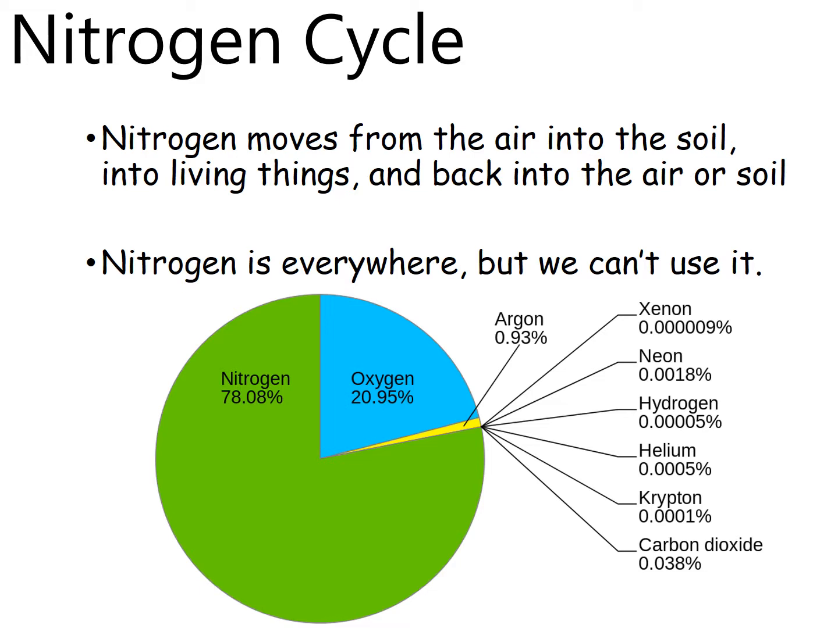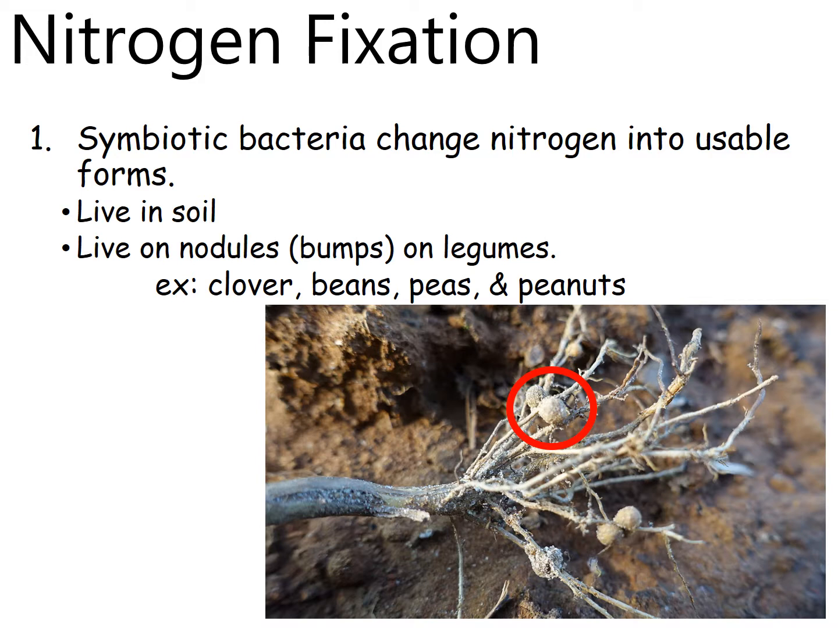78% of our atmosphere is made of nitrogen, and we can't use any of it. It's in a molecular structure that doesn't react with anything. So we need help because we need the nitrogen. That help is called nitrogen fixation.